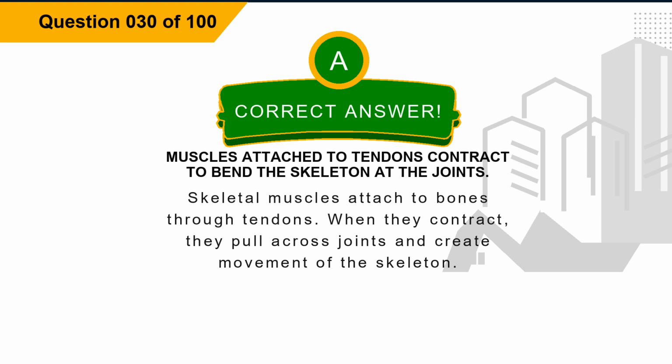The correct answer is option A, muscles attached to tendons contract to bend the skeleton at the joints. Explanation. Skeletal muscles attach to bones through tendons. When they contract, they pull across joints and create movement of the skeleton.